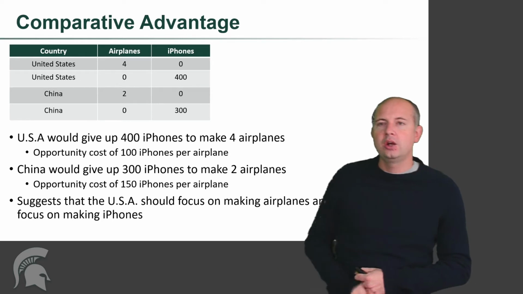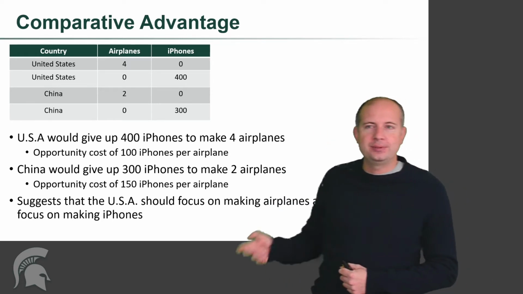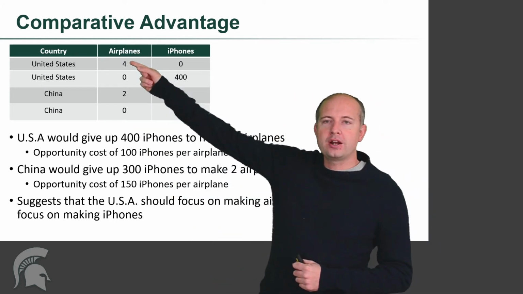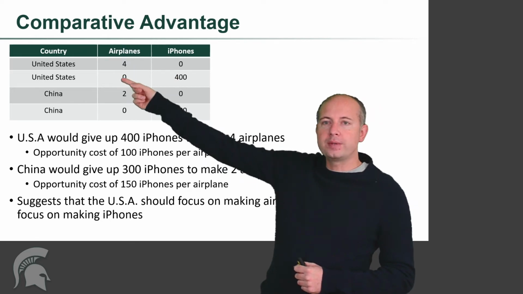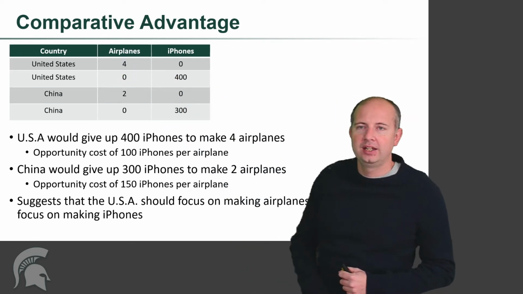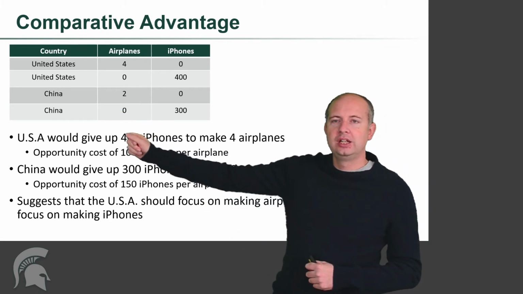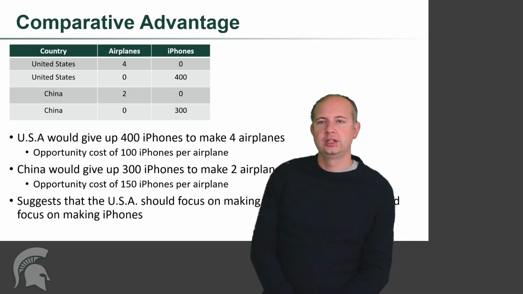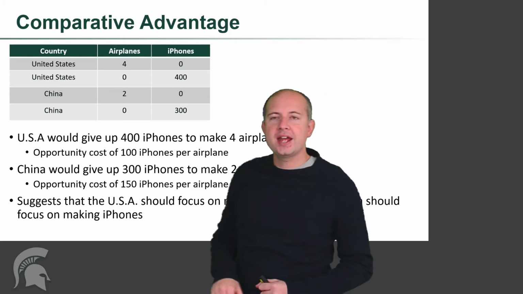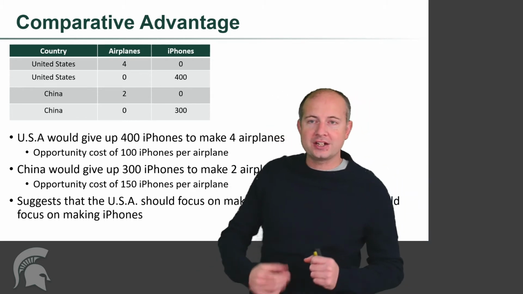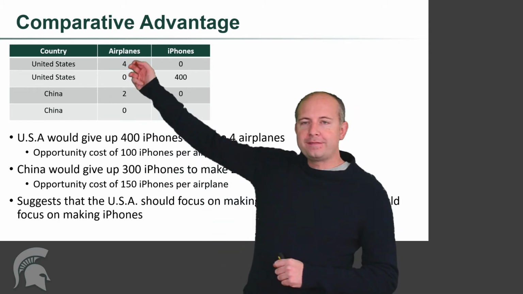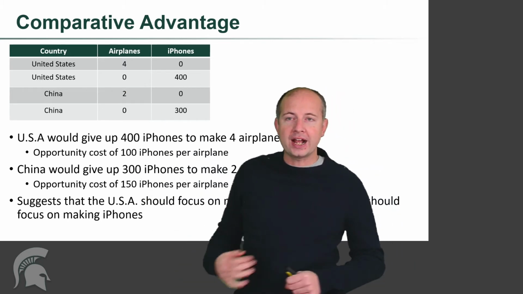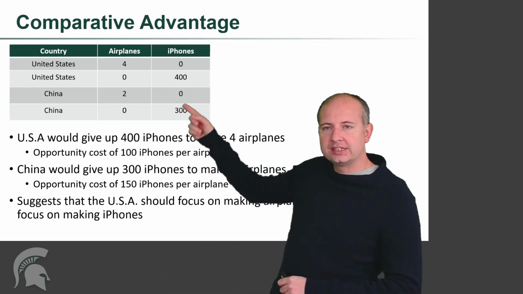So here we have a production possibility schedule for the United States and China. And we'll say that the United States could produce 4 airplanes and no iPhones, or if it only produces iPhones, it can produce 400 of them. If China only produces airplanes, it makes 2. If China produces only iPhones, it makes 300. So let's notice that the United States has what's called an absolute advantage in making both goods, right? If both countries only make airplanes, the United States makes more, 4 instead of 2. If both countries only make iPhones, the United States makes more, 400 instead of 300.